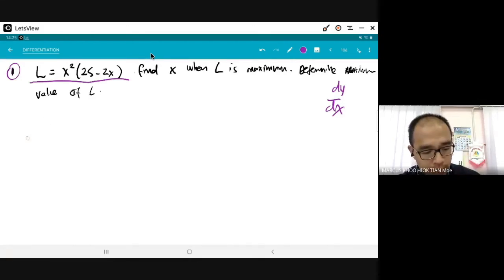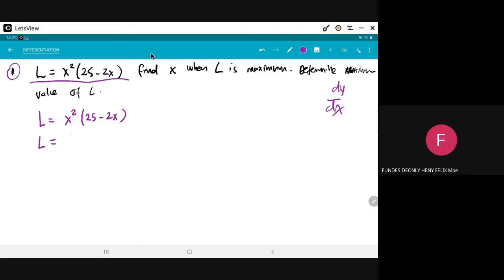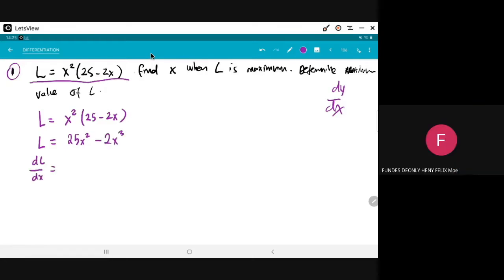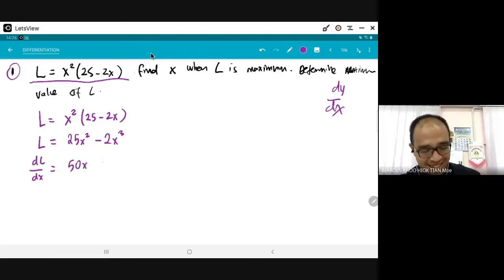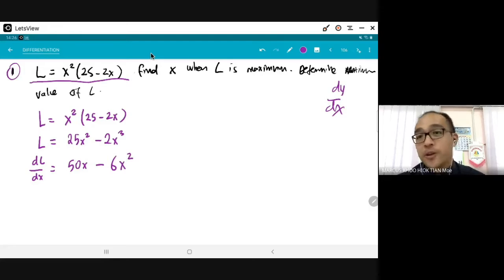Okay, so let's start with this. L equals x squared times 25 minus 2x. Can you suggest what I should do before I differentiate this? Expand. Okay, very good. Tell me what it is. 25x squared minus 2x cubed. Tell me what is dL dx. 50x minus 6x squared. Thank you. Now you can turn off your mic.